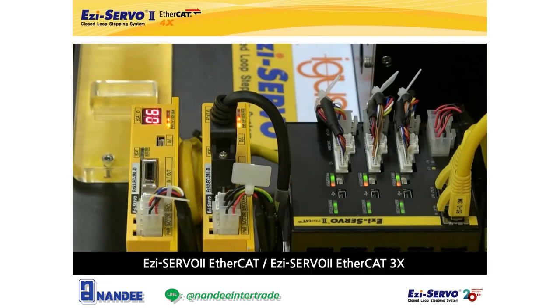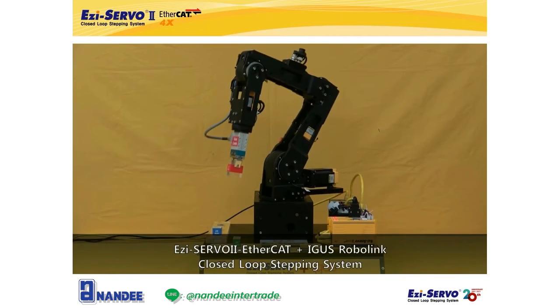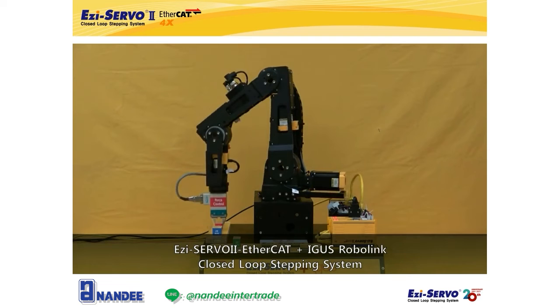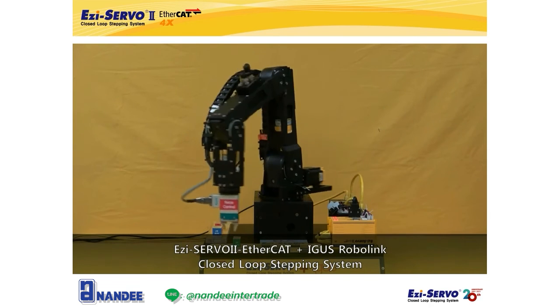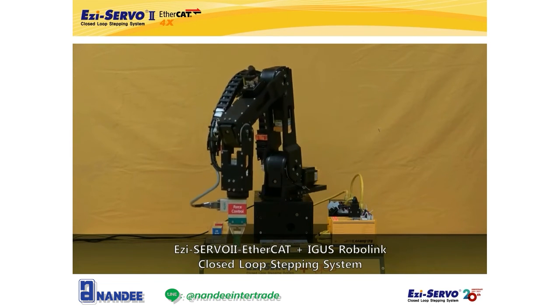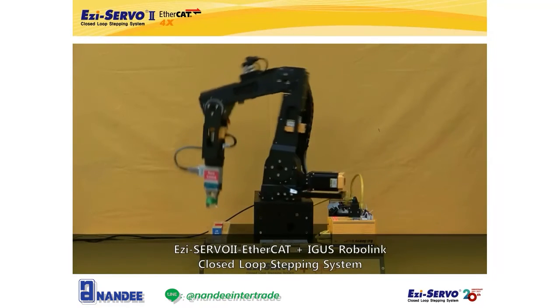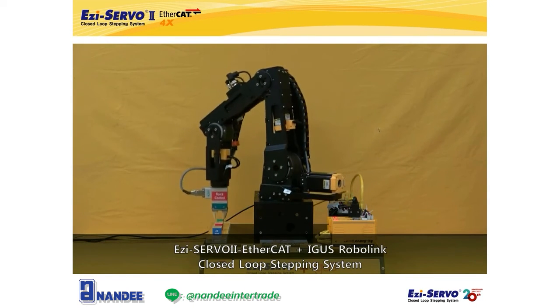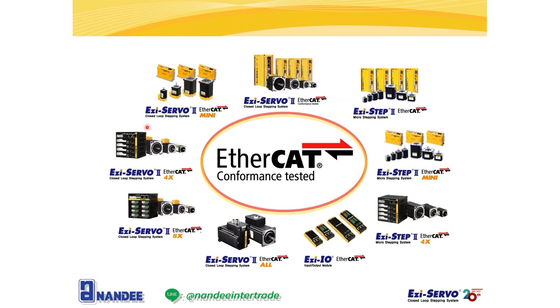In the video, only 3 axes were controlled with 1 multi-axis drive, but up to 8 axes can be controlled. Easy Servo 2 EtherCAT 8X, an 8-axis drive, will be introduced in the next chapter. When making an articulated robot like this, using a multi-axis drive can save space and reduce wiring. Until now, I have introduced Easy Servo 2 EtherCAT 4X. From now on, following the 4-axis drive, I will introduce Easy Servo 2 EtherCAT 8X, an 8-axis drive.